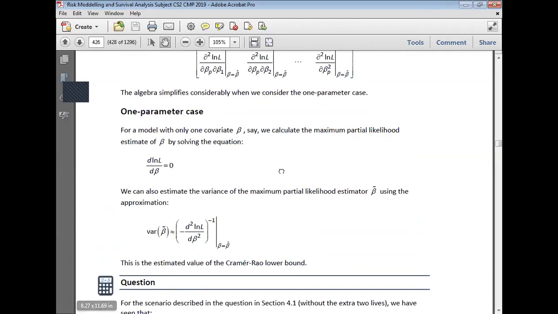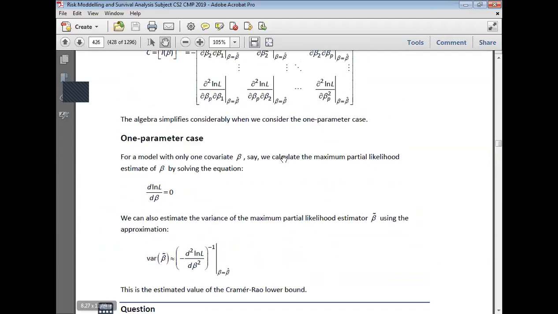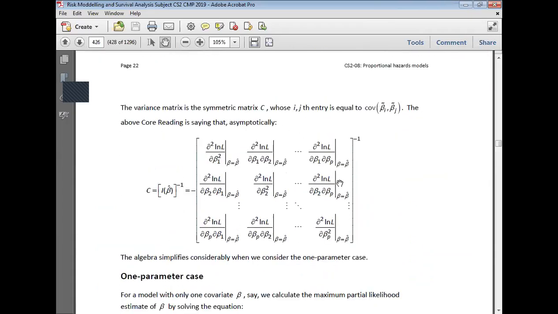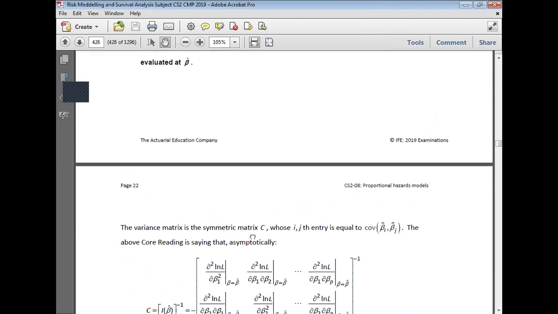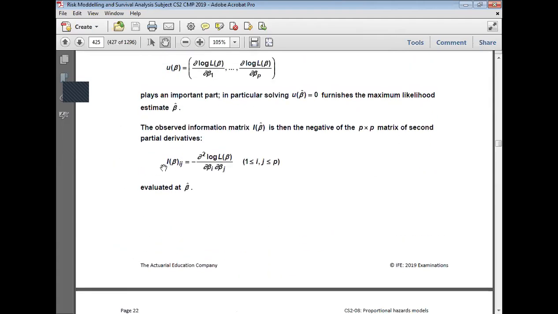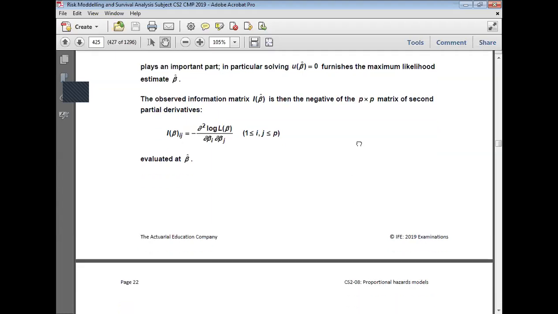So this is the same thing, precisely for the one parameter case. If you have more than one parameter, then this is what you will have. If you have p parameters, the matrix that you get for the variance is a p by p matrix. And remember, you have a minus here and an inverse here. This matrix is known as the information matrix, denoted by I of beta. Small i represents the row number and small j represents the column number, which is why you have this differentiation with respect to beta i and then beta j. So I hope that's clear.